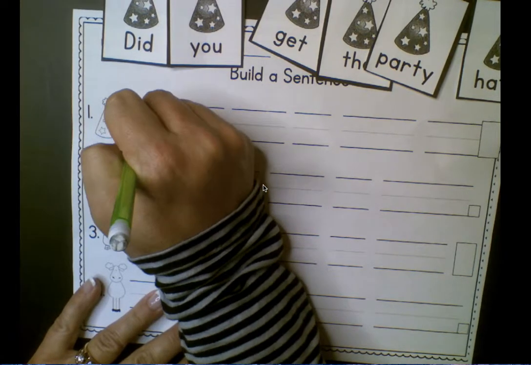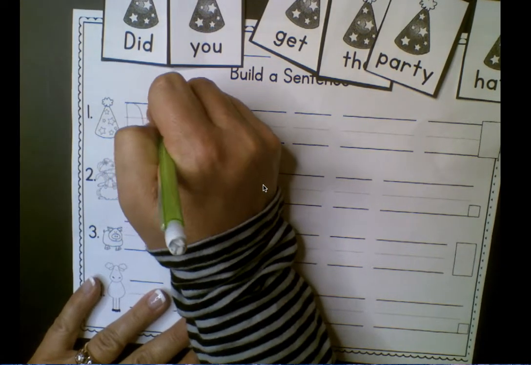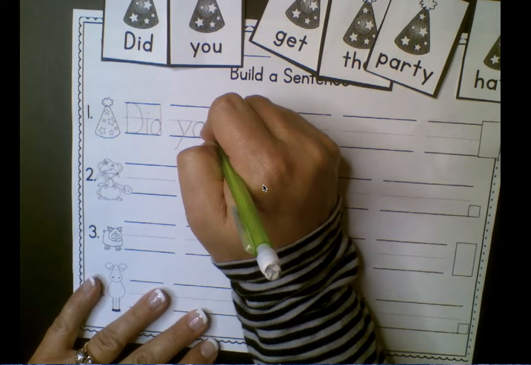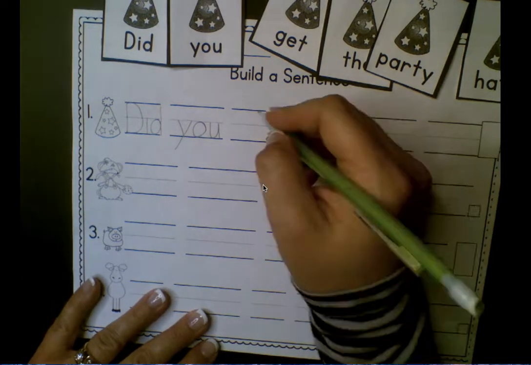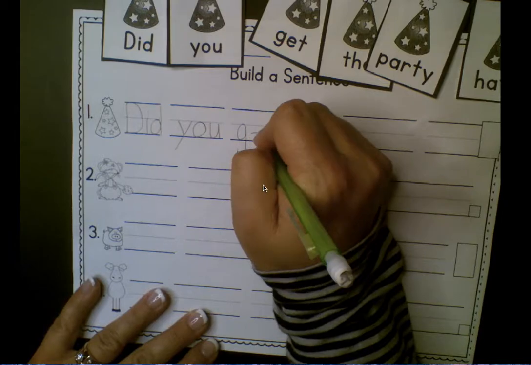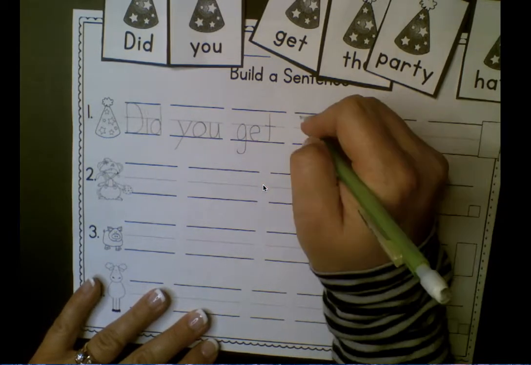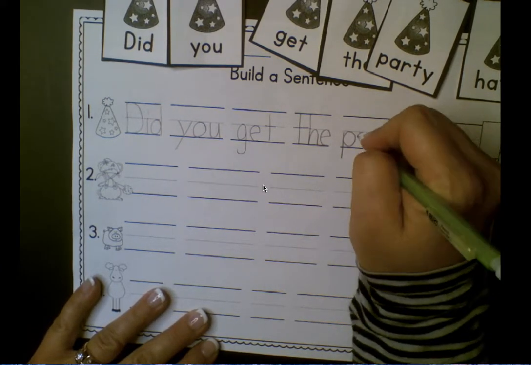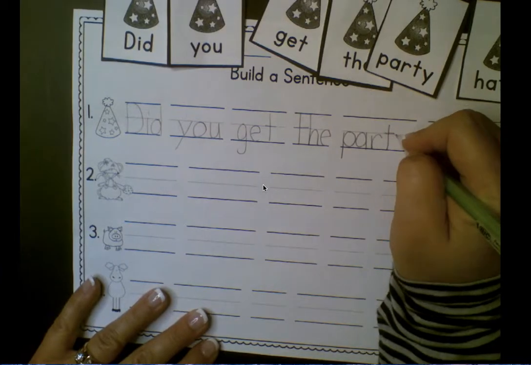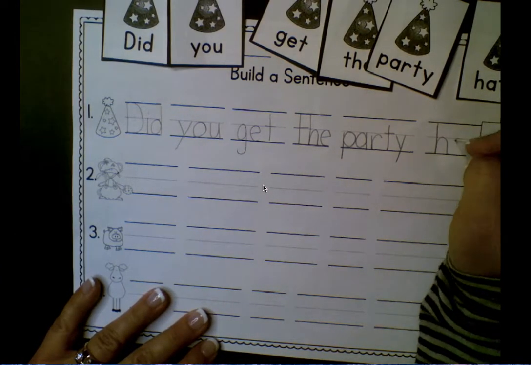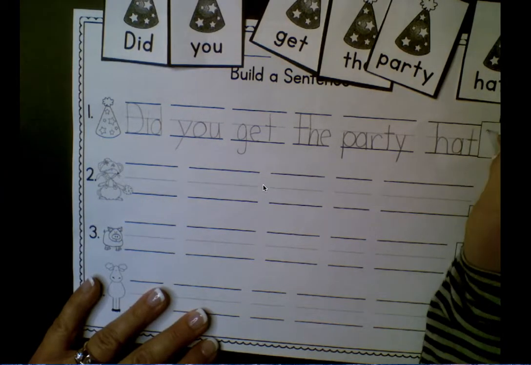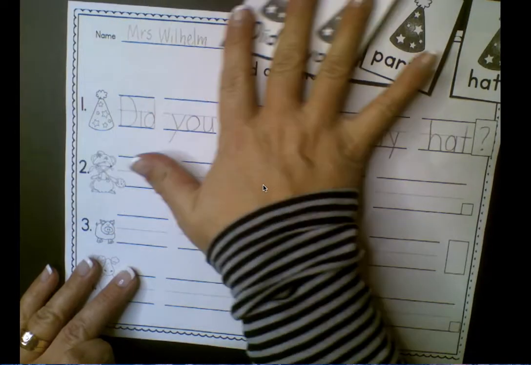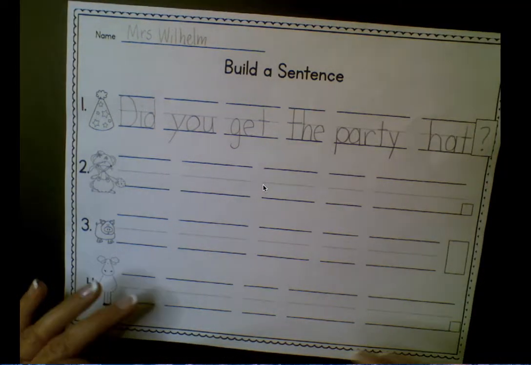Try your best to stay in these lines and try your best to also write it so that your letters go where they're supposed to go. Try your best on that question mark because I know that one's kind of a hard one to write. So now I'm done with those. I'm going to slide those off.